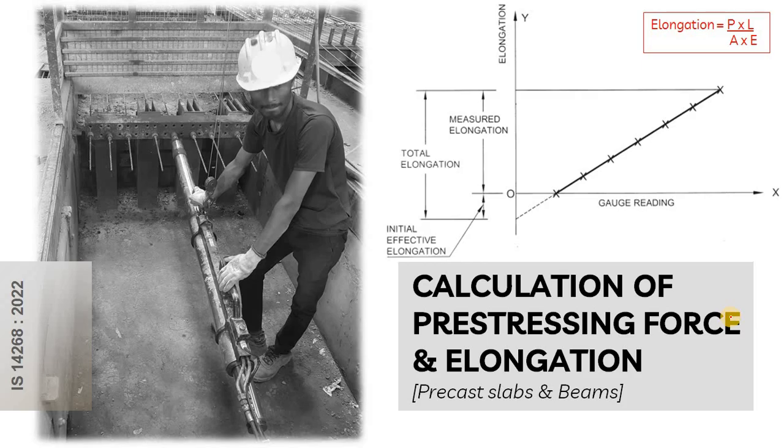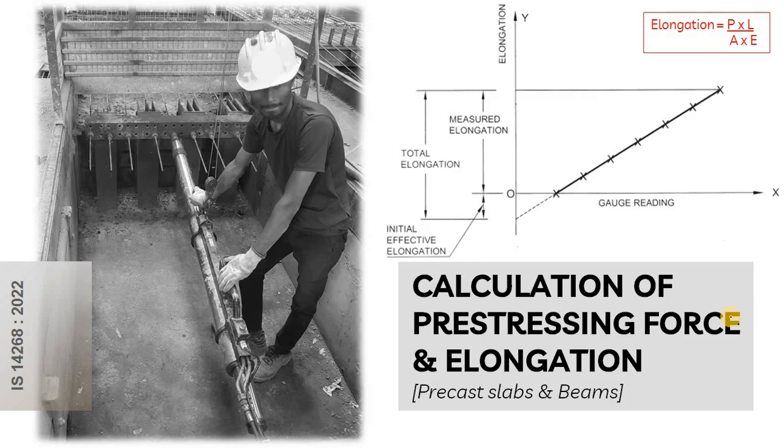Let me clarify that there are two types of precast elements: type 1, which is known as the pre-stressed element, and second, the post-tension element. In both cases the strand wire is used, but in pre-stress, before doing the concreting, the wire is stressed and then the concreting is done. That is known as pre-stressed.